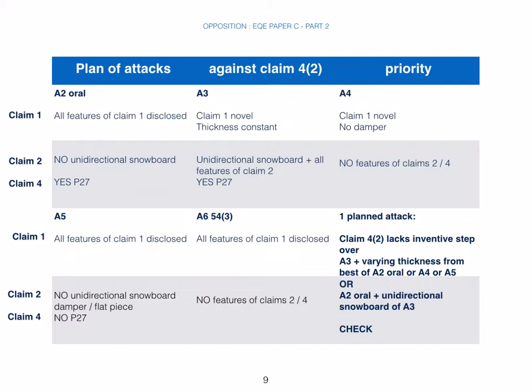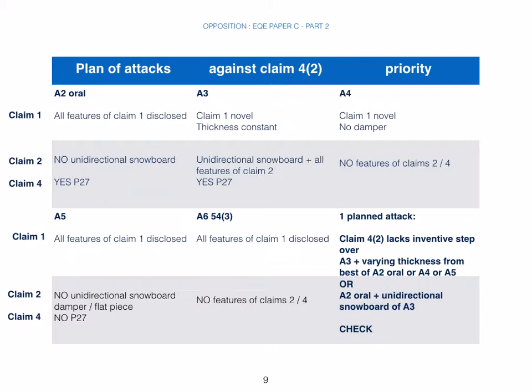On the other hand, A2 has all the features of claim 2, claim 4 when it depends upon claim 2, except for a unidirectional snowboard that could come from A3. We will need to check which of the following attacks is best.